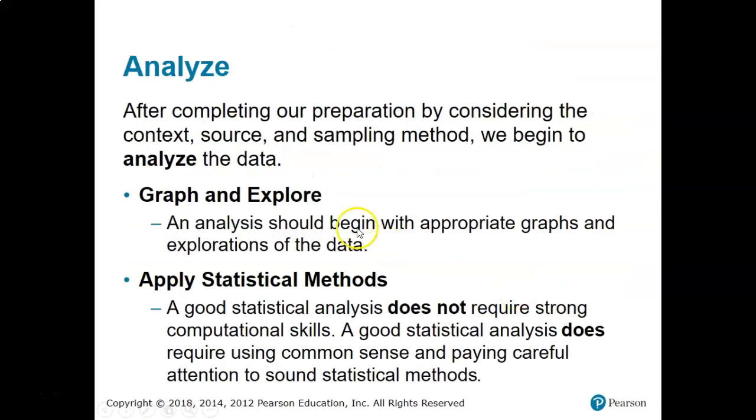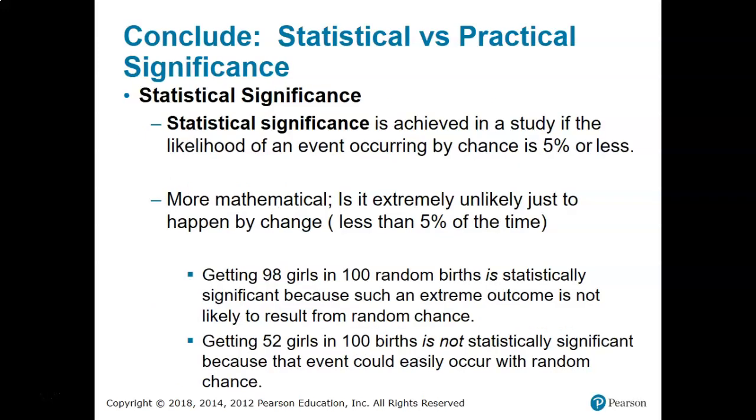Okay, so after completing the preparation by considering the context, source, and sampling method, then we start to analyze the data. And in analyzing the data, part of that will be through graphing and exploring that we'll look at in Chapter 2. One thing I wanted to point out here is a good statistical analysis does not require strong computational skills. A good statistical analysis does require using common sense and paying careful attention to sound statistical methods. So it's really important to use your critical thinking skills for this.